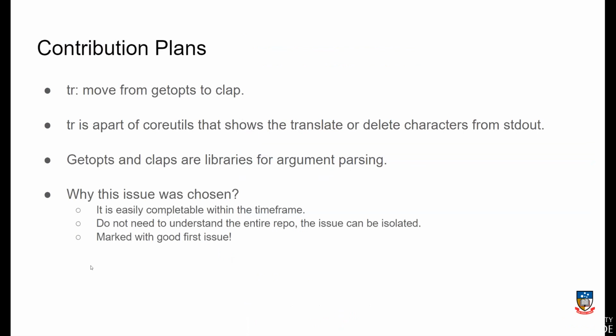It is a move from GetOps to Claps, but instead of a new line, the new line core utils, it's a TR, which is translate. So TR is a part of core utils, and it just prints to standard out the translated or deleted characters that you want to input. GetOps and Claps are libraries that are used for argument parsing.